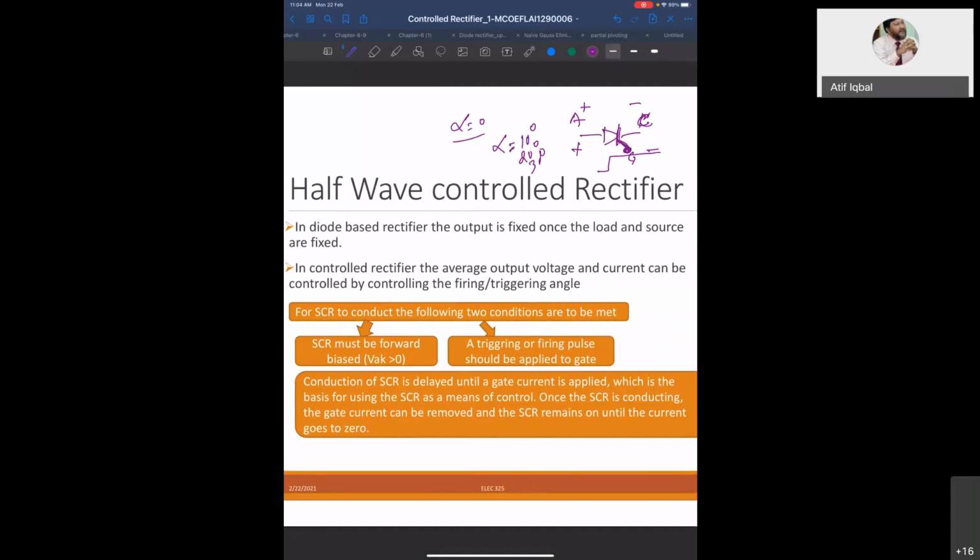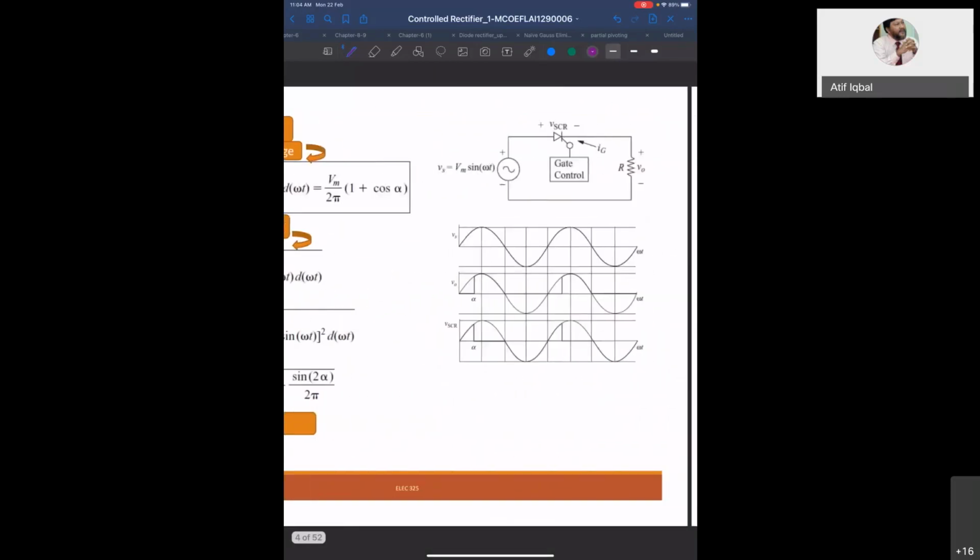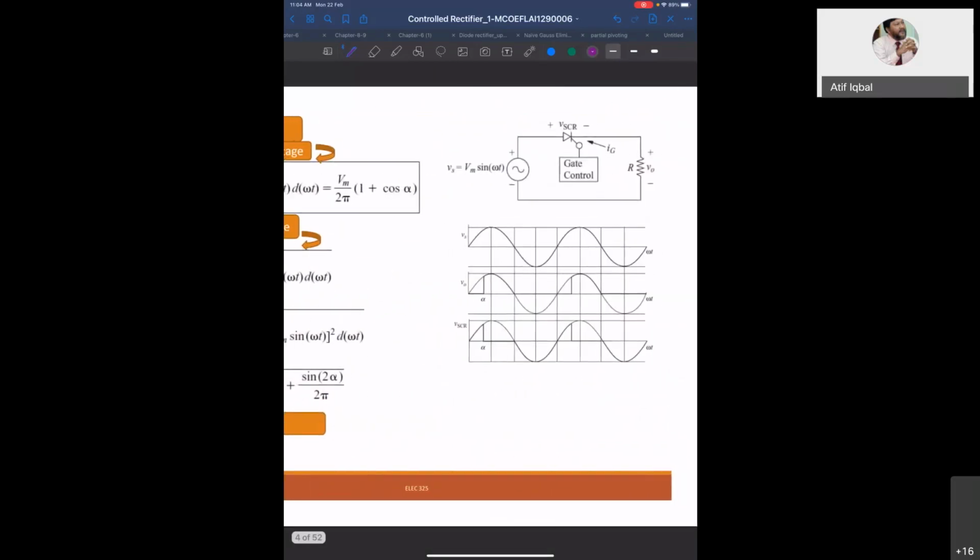Okay, so if we look at the SCR based half wave rectifier, here you apply an AC and we will get a DC at the output. So you see, this is the source voltage, a sine wave. Now we measure alpha equal to 0 from the instant of applying the gate pulse from here. At this instant, if you apply, then I call it alpha equal to 0.